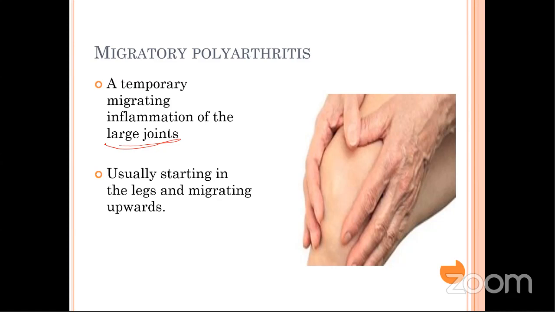Remember, again, go back to the case, Prem. Where did his pain start? His pain started in the ankle. Then I told you that the pain subsided in his ankle and it came to his knee. Then again, his pain in the knee subsided. And now when he presented to you, the pain was in his hip. Okay. So it usually starts in the legs and migrates upwards.